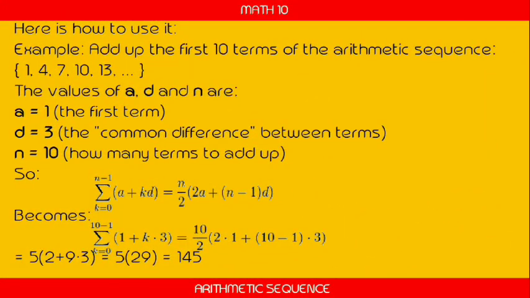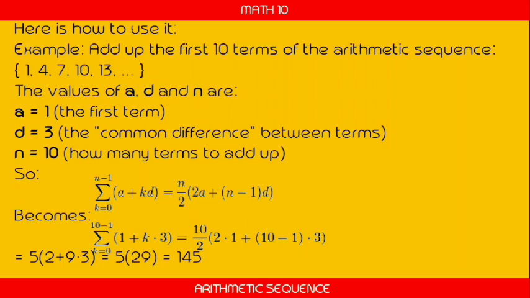Here is how to use it. Example: add the first 10 terms of the arithmetic sequence 1, 4, 7, 10, 13. The values of A, D, and n are: A is 1, that is the first term. D is 3, that is the common difference between the terms. 4 minus 1 is 3. 7 minus 4 is 3. n is equal to 10. How many terms to add up? According to our example, we have 10 terms to add up.